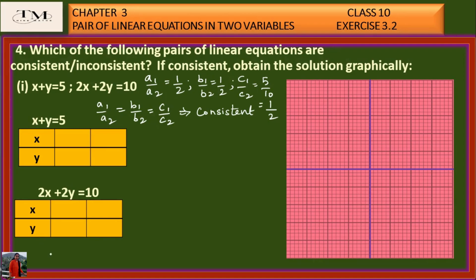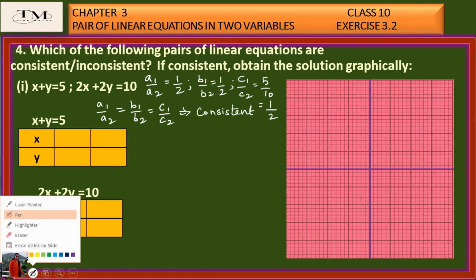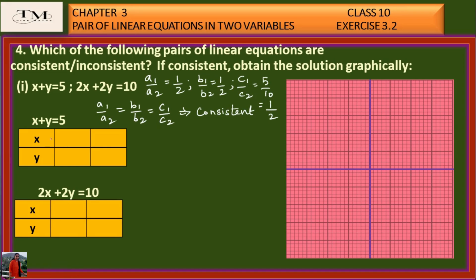So let us check whether we get an infinite number of solutions. For that, we have to substitute values. Suppose x is equal to 0. In the equation x plus y equal to 5, if you substitute x is equal to 0, it is 0 plus y equal to 5, so y will be equal to 5. Next, I am taking x is equal to 1. So it will be 1 plus y equal to 5. Then y will be equal to 5 plus 1, and when it goes to the other side it becomes minus 1, which is equal to 4.